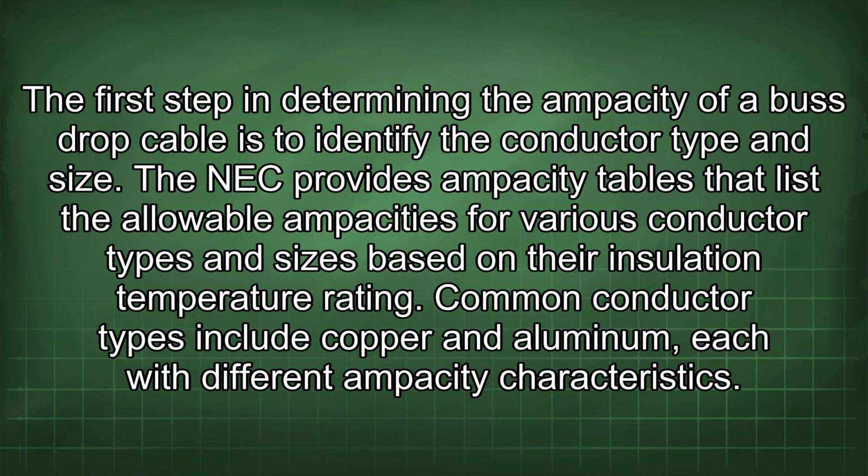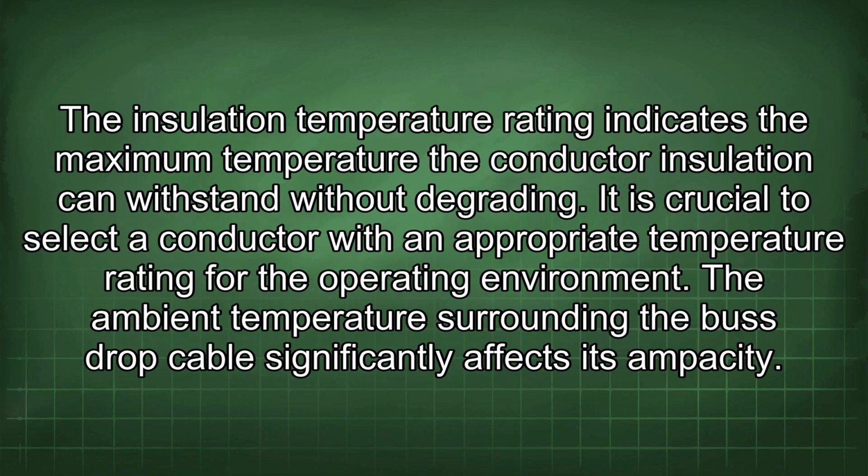The first step in determining the ampacity of a bus drop cable is to identify the conductor type and size. The NEC provides ampacity tables that list the allowable ampacities for various conductor types and sizes based on their insulation temperature rating. Common conductor types include copper and aluminum, each with different ampacity characteristics.